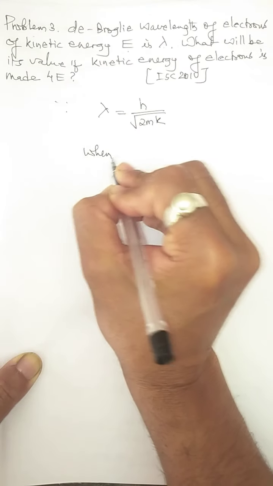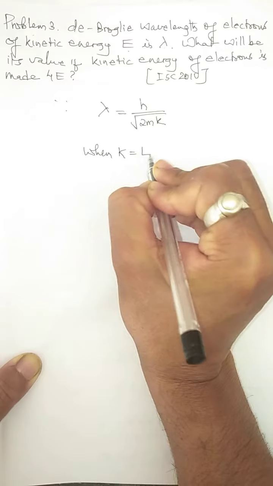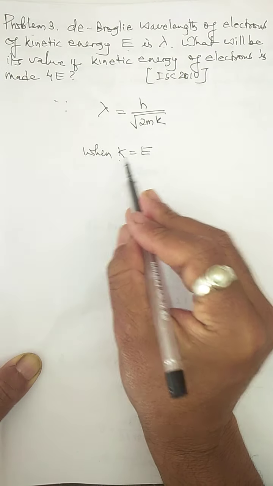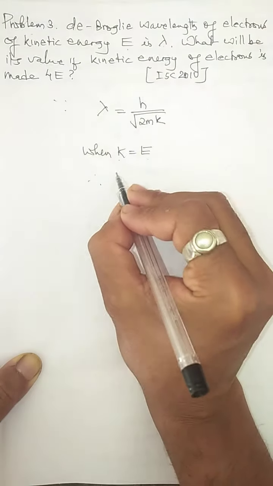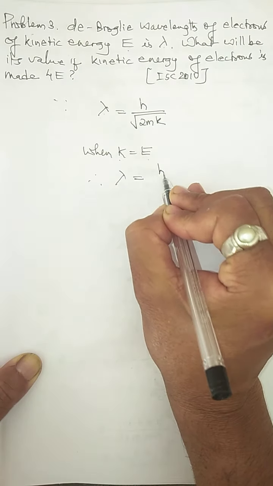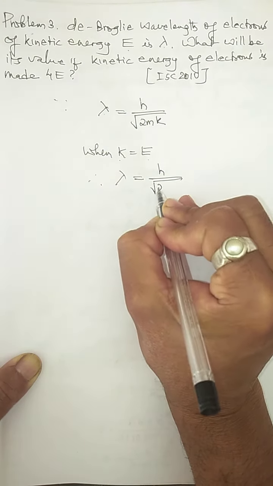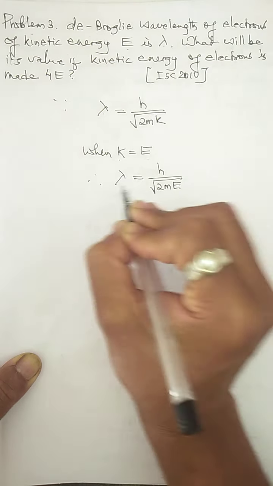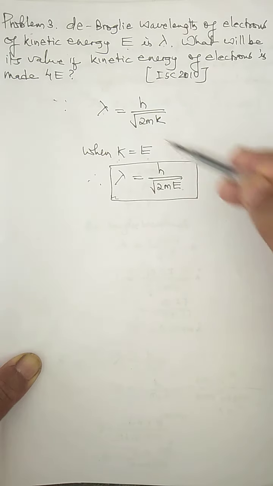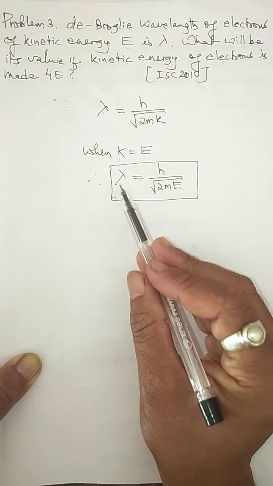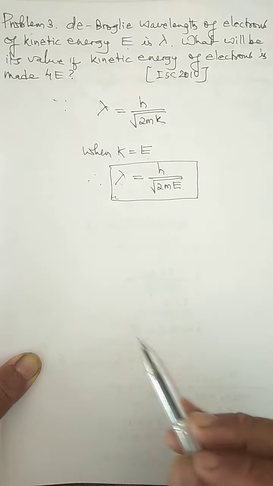But in the first part of the question, your kinetic energy is E. When kinetic energy is E, then the de Broglie wavelength is lambda. So I substitute in the relation: lambda equals h by square root of 2mE. So look at this. When kinetic energy is E, your de Broglie wavelength is lambda, so lambda equals h by square root of 2mE.